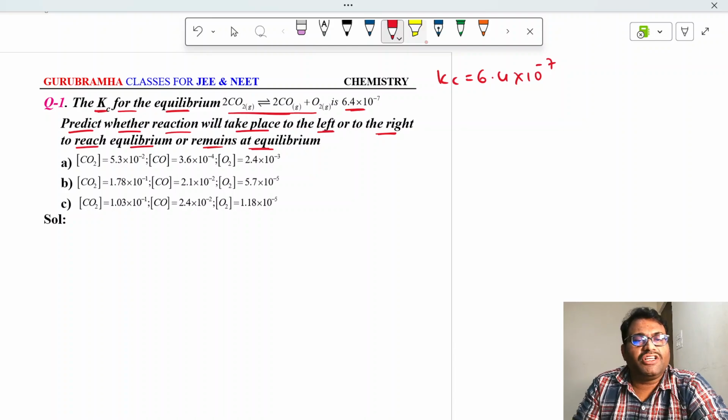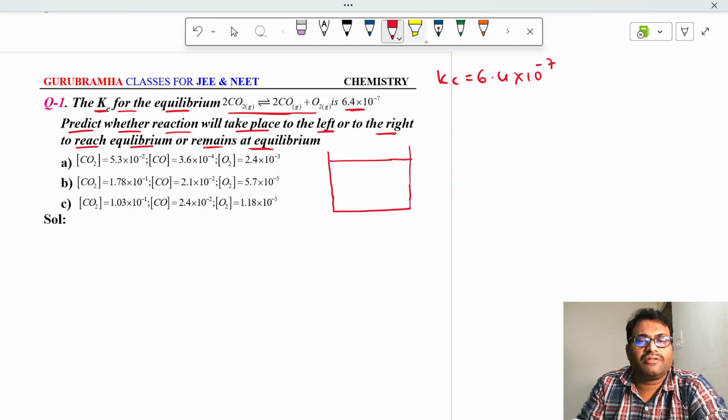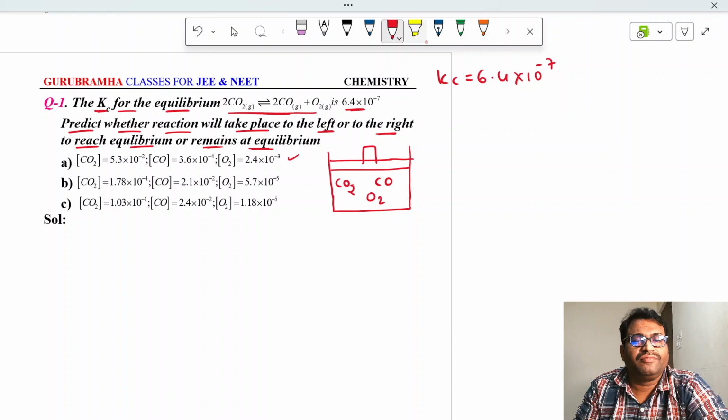Okay. So these are the concentrations of carbon dioxide, carbon monoxide and oxygen in the equilibrium mixture. In this reaction mixture, CO2 is present, CO is present, O2 is also present. Their concentrations are given. By looking at the concentrations, we will try to calculate Q, and already Kc is given. So if you calculate Qc and compare them, then we can understand whether the reaction is happening in the forward direction or backward direction, or whether the reaction is at equilibrium.